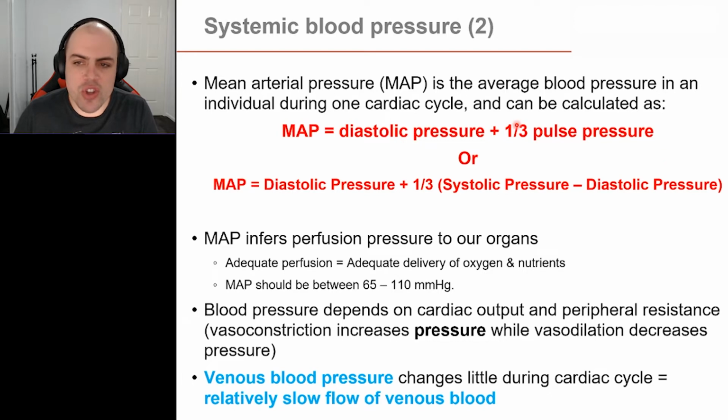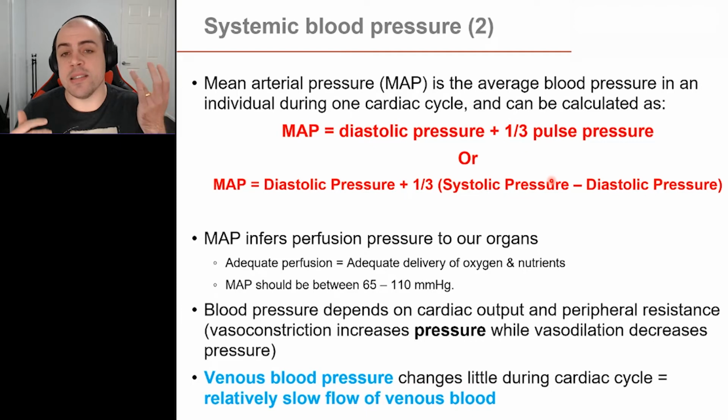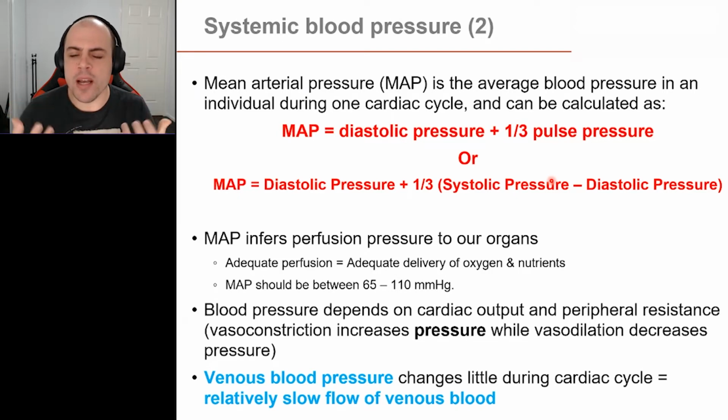Now, it's not so much important that we understand how to calculate this. What I want you to instead focus on is what the mean arterial pressure is actually telling you, because what it tells us is the amount of perfusion that is occurring in our organs. Now, when I say perfusion, what I mean by that is essentially blood flow or blood delivery to particular organs.